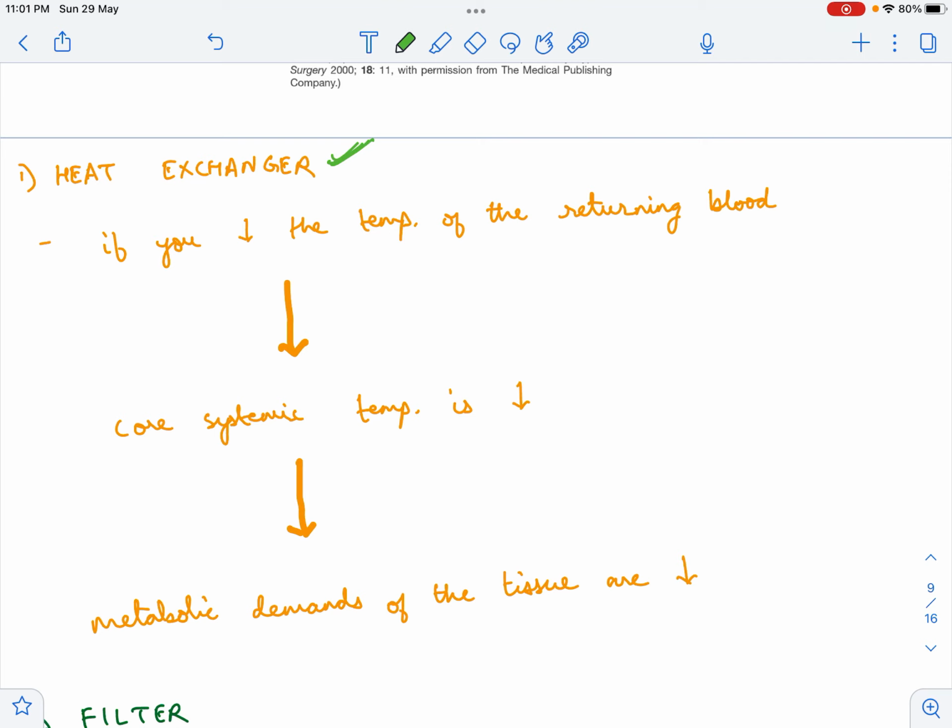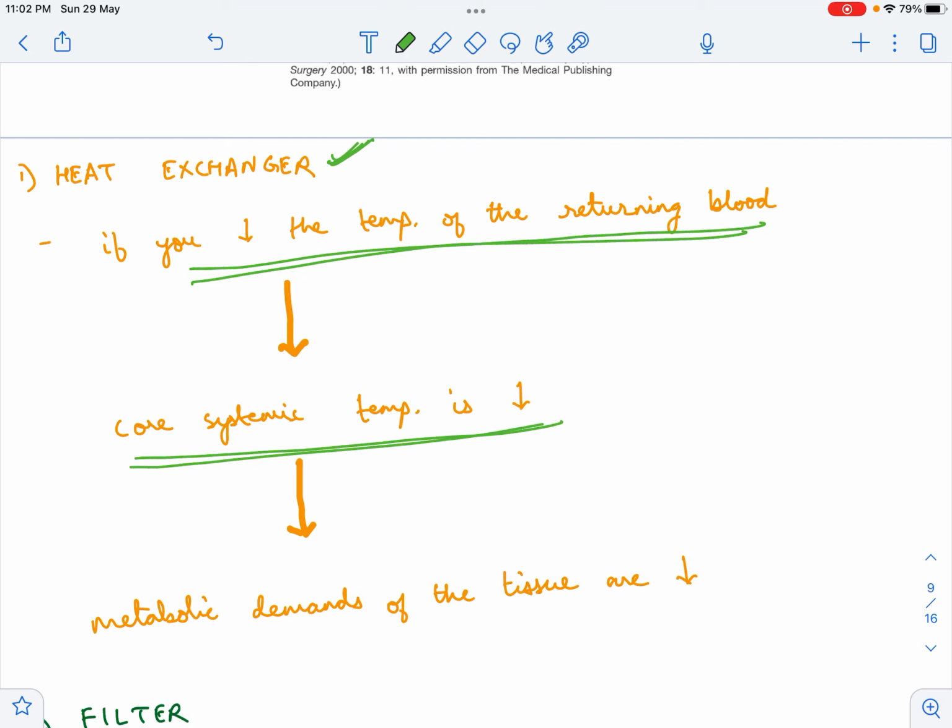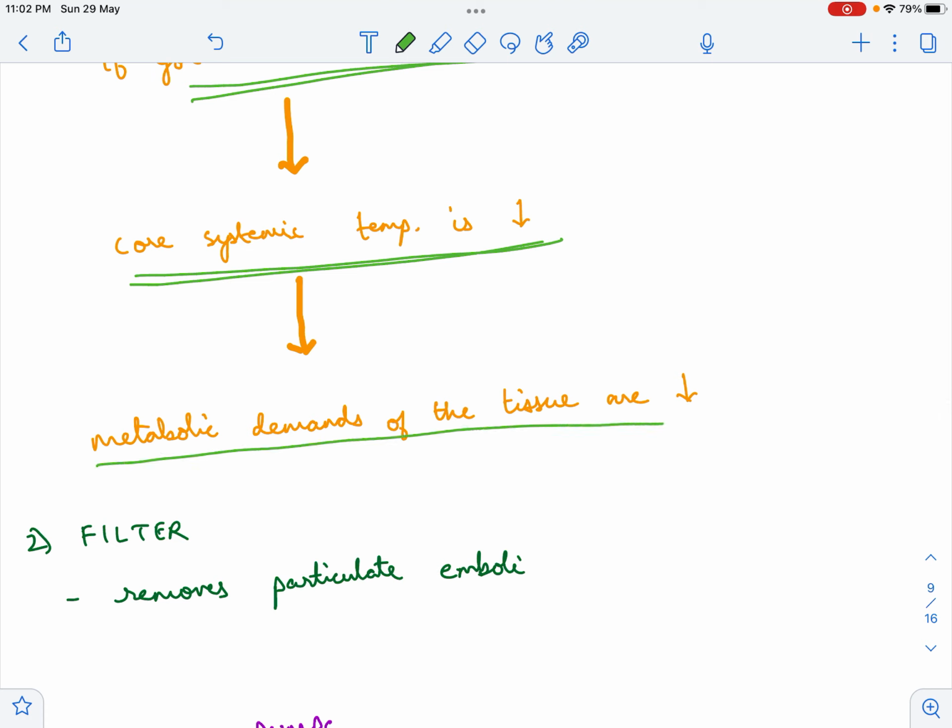Now, as you know, the normal body temperature maintains the metabolic activity at a certain level. If you lower the core body temperature, the metabolism of all the organs decreases, right? So, after isolating blood into the reservoir, before pumping it back into the body via the aortic cannula, if you decrease the temperature of the returning blood, the core systemic temperature will decrease. If the core systemic temperature decreases, the metabolic demands of the tissue decrease and you can operate for a longer time.